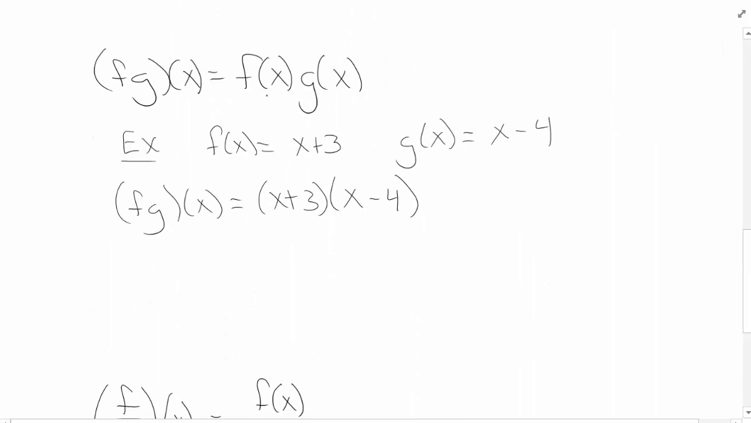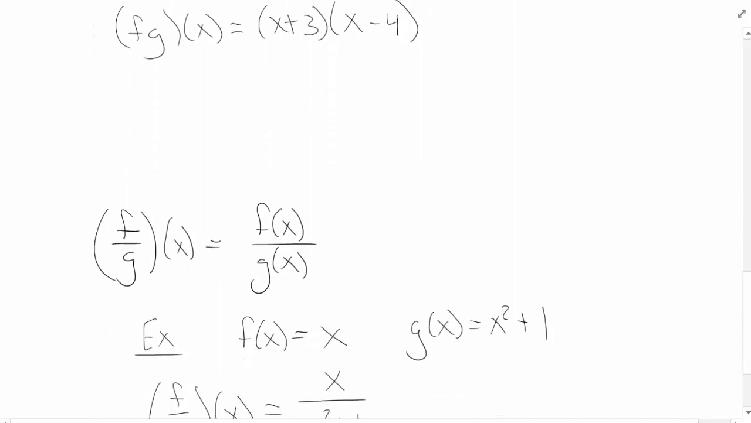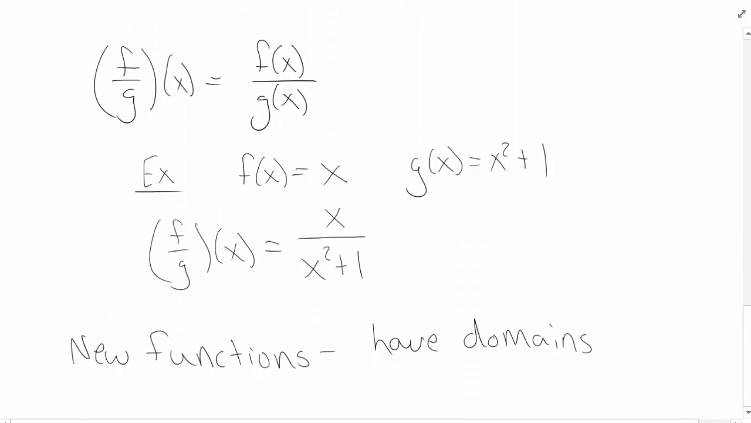Similar thought with f times g. It's got to be in the domain of f, got to be in the domain of g. Both of these domains are all real numbers, so the domain of the product is going to be all real numbers. The domain of f divided by g, well, it's got to be in f, and it's got to be in g, but g better not output 0. Otherwise, you've divided by 0. So it's going to be the intersection of the domains less anything where g of x is equal to 0.